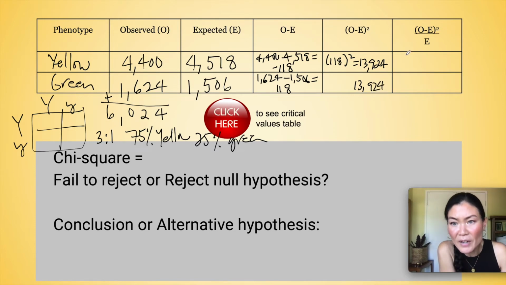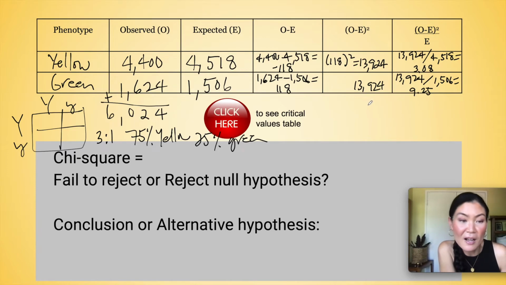But let's go ahead and divide that by the expected. 13,924 divided by the expected 4,518, then I get 3.08. And then over here, 13,924 divided by the expected, which is 1,506, and I get 9.25. So that's not the end though, right?